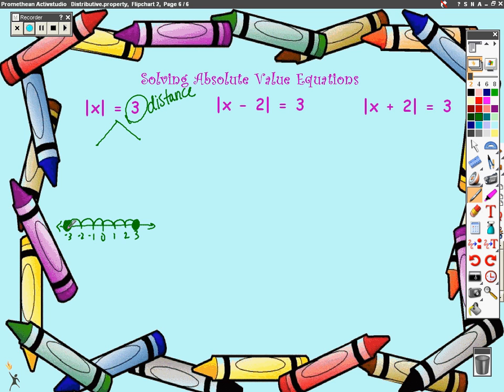So my answer for this would be x is equal to negative 3 if I'm going in the negative direction or the left side, and x is equal to 3, positive 3, if I go in the positive direction or if I go to the right side.